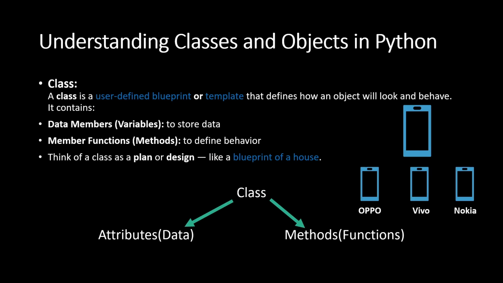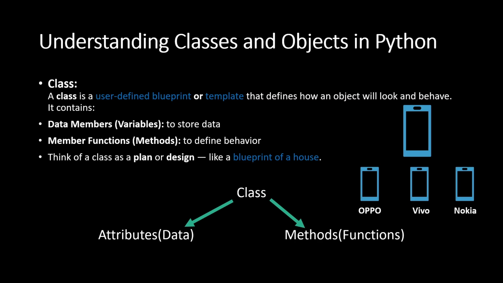So now let's start. What is class? A class is a user defined blueprint or template that defines how an object will look and behave. A class contains data members or variables, sometimes also called attributes, and member functions to define behavior, right? It means when we define a class, there is data and there are functions defined to manipulate that data accordingly.